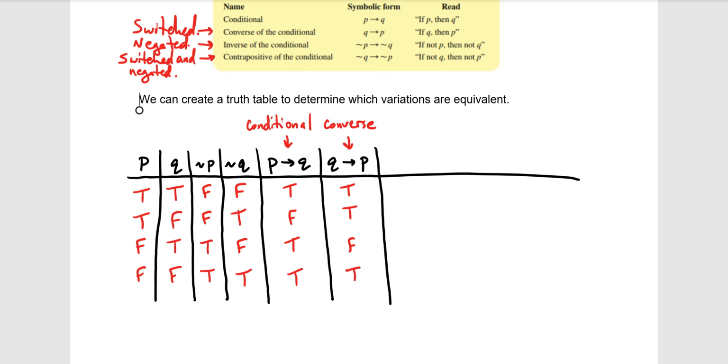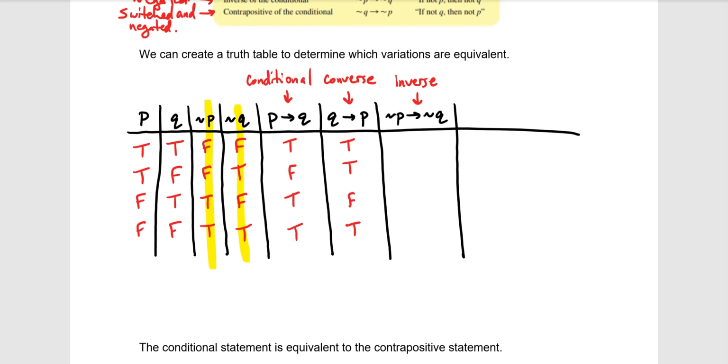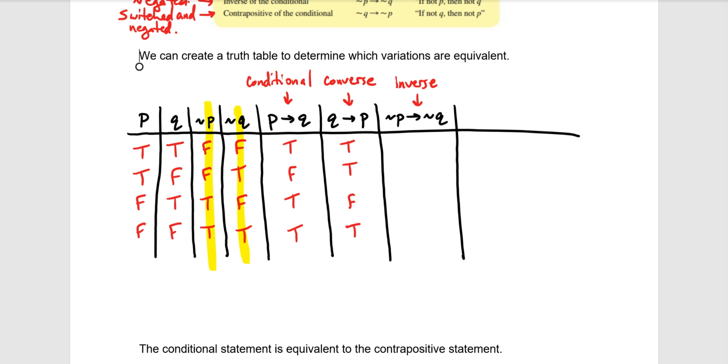Next, the inverse is when they're negated. So if not P, then not Q. And that is the inverse. So let's take a look at those columns. So not P to not Q. Once again, same rules here. It's going to be false when it goes from true to false, which is going to be statement or case 3. So all of the other ones are true.